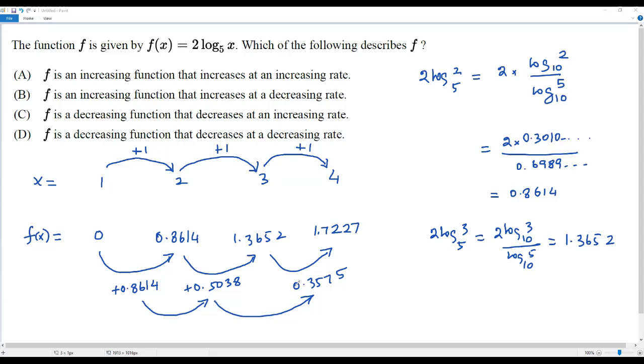So every time when x increases at a constant rate, that is by 1 unit, f of x increases at a decreasing rate. So the correct answer choice for this question is option B, that is f is an increasing function that increases at a decreasing rate.